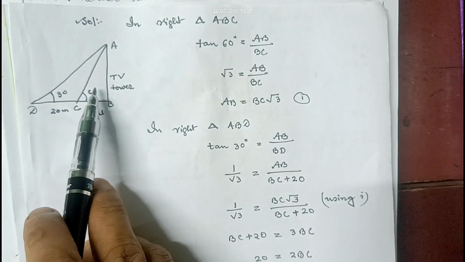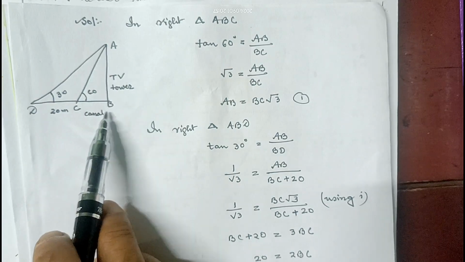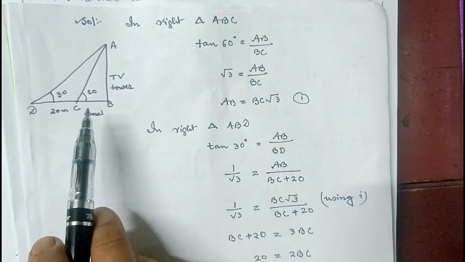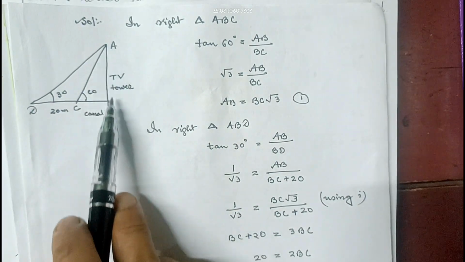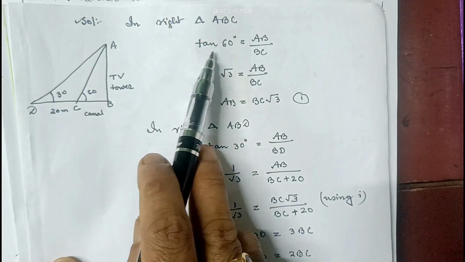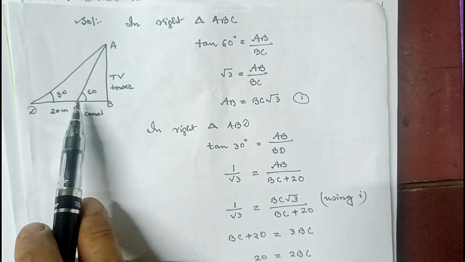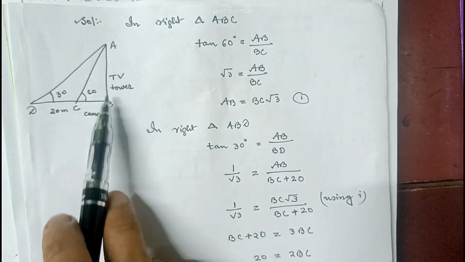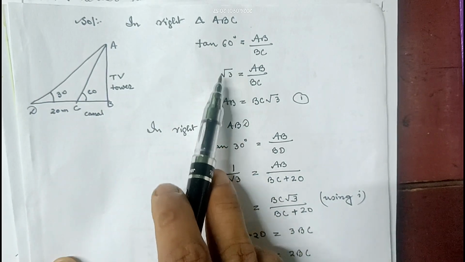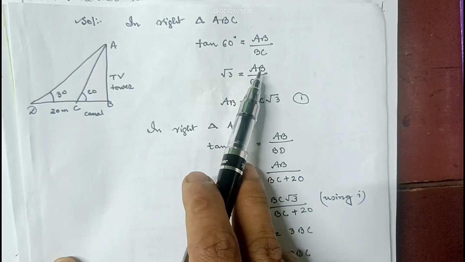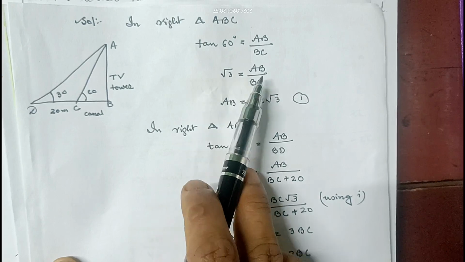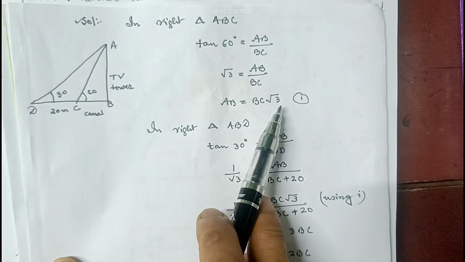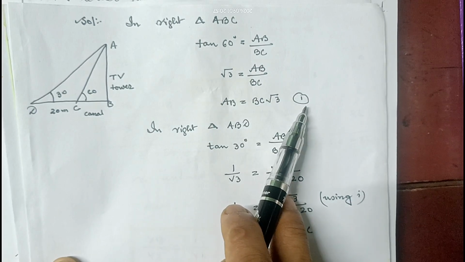If we take the smaller triangle first, that is ABC, in right triangle ABC, we know tan 60 is AB by BC. Here we are using tan theta because the hypotenuse is not required. Tan 60 value is root 3, equal to AB by BC. If I cross multiply, AB equals BC root 3. Let it be equation number 1.